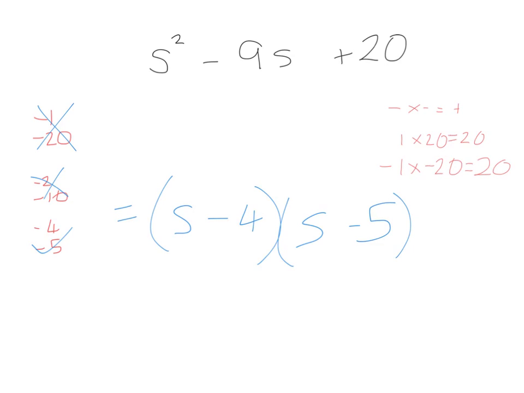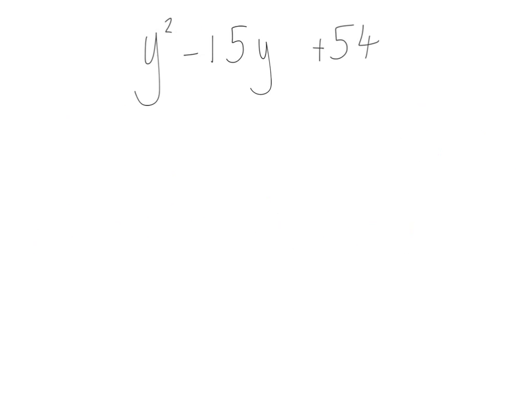When you have a positive last term and a negative middle term, your factor pairs will both be negative and the things inside the brackets will be negative. Remember, you can check your answer by multiplying out. You'll get back to the same answer at the top if you've done it properly.